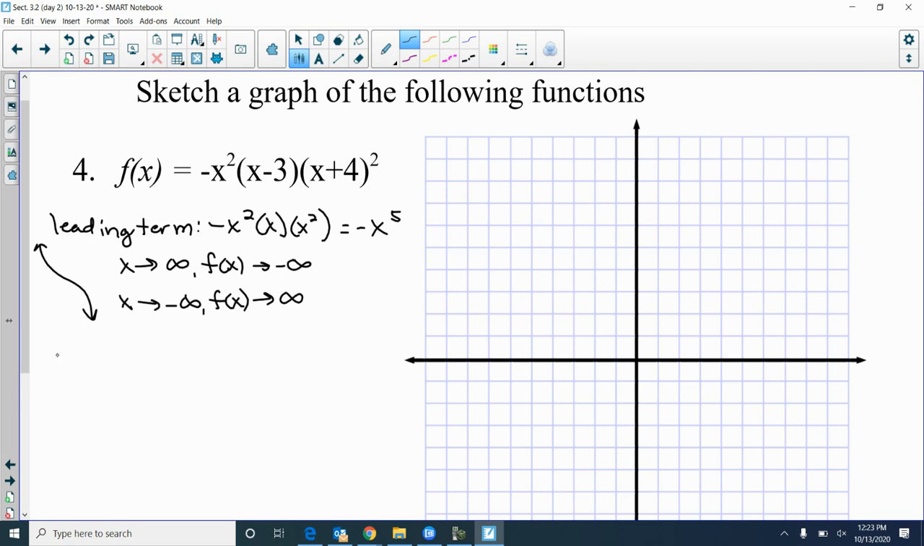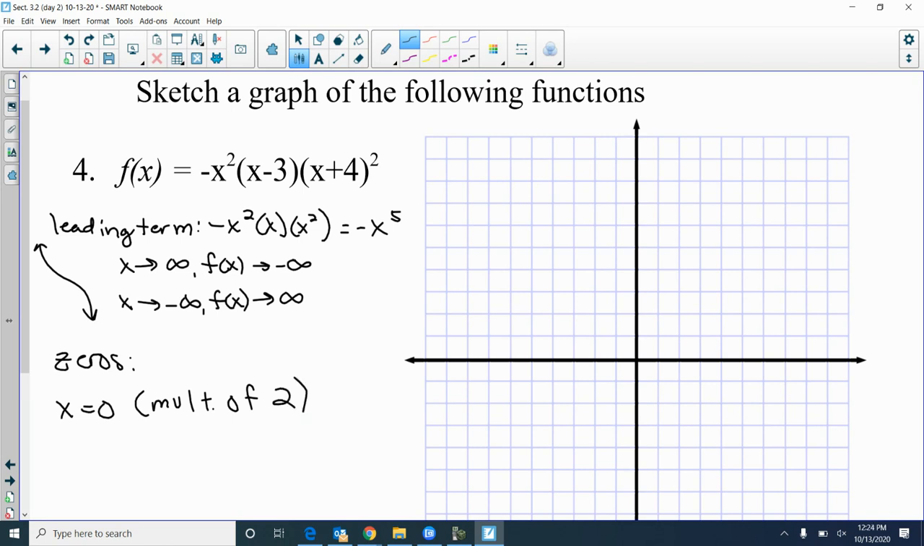All right, my zeros. X equals 0. What is its multiplicity? Okay, Dominic, what would the multiplicity of that 0 be? What do you think? Let's see. It's going to be that 2 because it's squared. Yep, it's going to be multiplicity of 2.